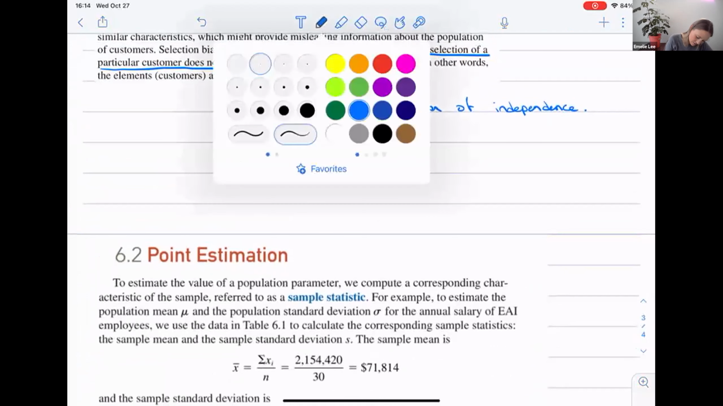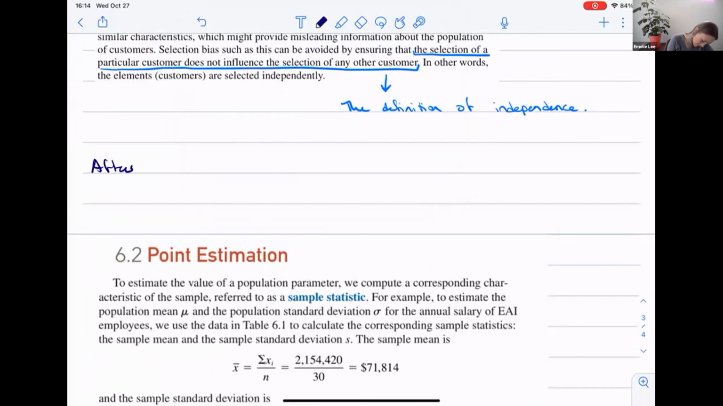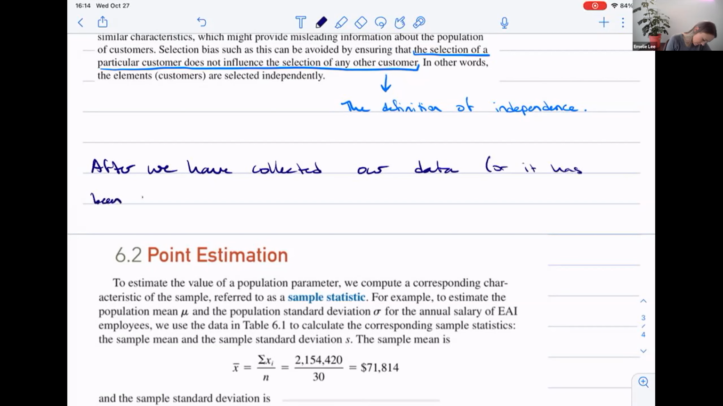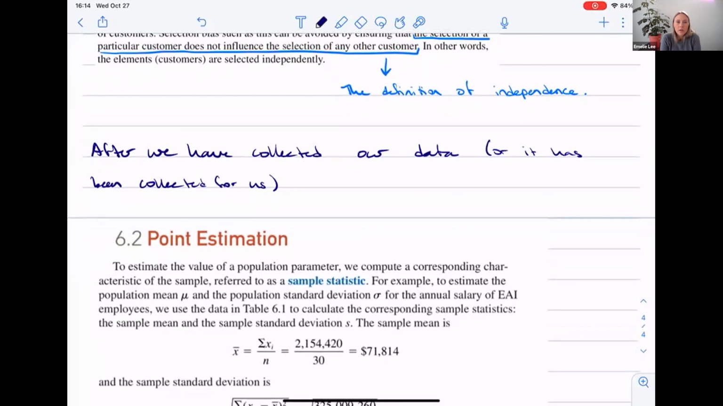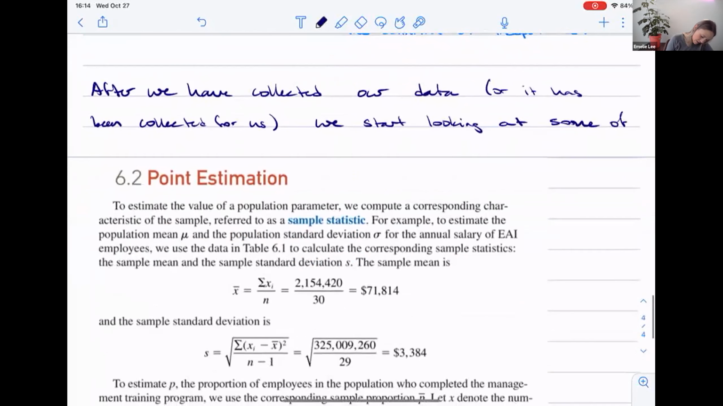So once we have our sample, then it's time to see what's happening in the sample. After we have collected our data, or potentially it has been collected for us, we start looking at some of the characteristics of our sample.